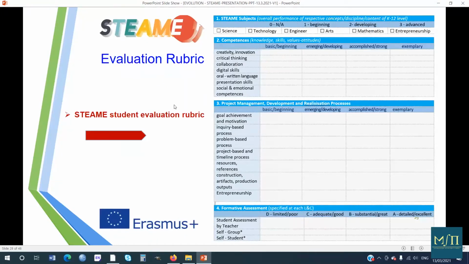And of course, as you are students, you have to be assessed, not always by a test or an exam, but here is an evaluation rubric that teachers can use to assess your work in a STEAME project. And there are examples in the guidelines, of course, and you as a student should always understand how you will be assessed. So it's good for you to know the different parameters that your teachers will be looking into when they assess you on project work.